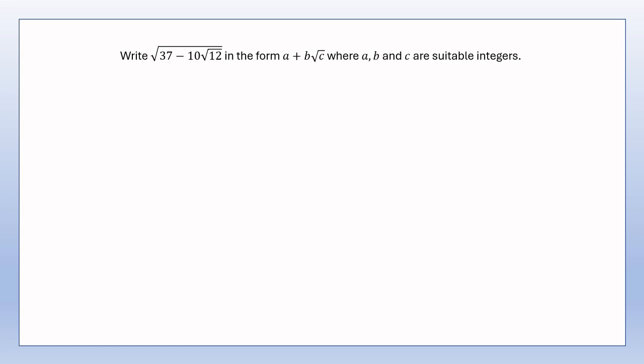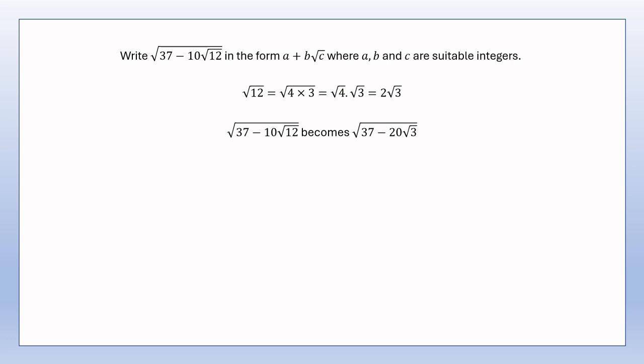So here, I might have to be prepared to try some different possibilities. But the first thing that I want to do is to simplify that square root of 12. Root 12 is equal to the square root of 4 times 3, which is root 4 times root 3, which of course is equal to 2 root 3. And so the square root of 37 minus 10 root 12 becomes the square root of 37 minus 20 root 3.